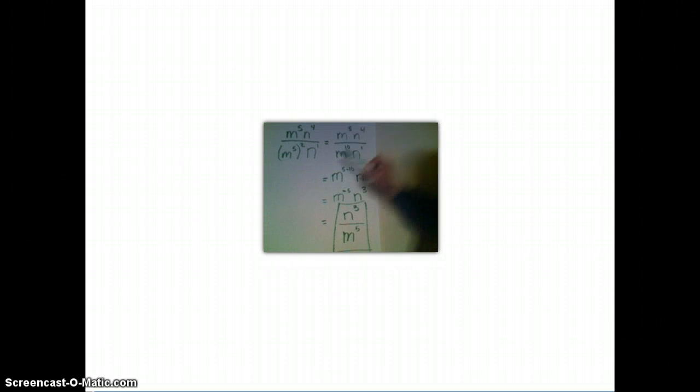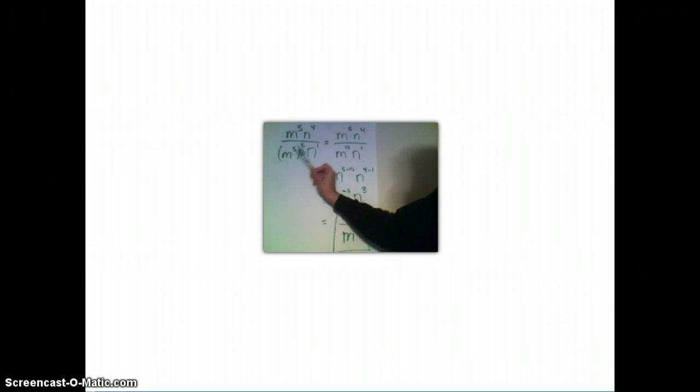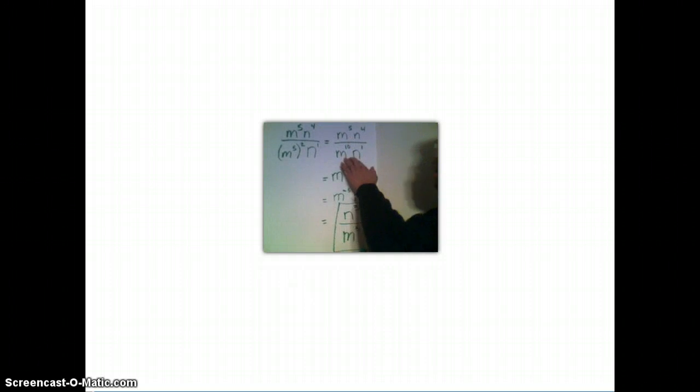Now I go over here. I simplified 5 times 2. That's the multiplication property that we learned a couple days ago. So now I was left with m to the 5th, n to the 4th. In my denominator, m to the 10th, n to the 1st. Since I'm done, I've simplified the numerator, I've simplified the denominator.